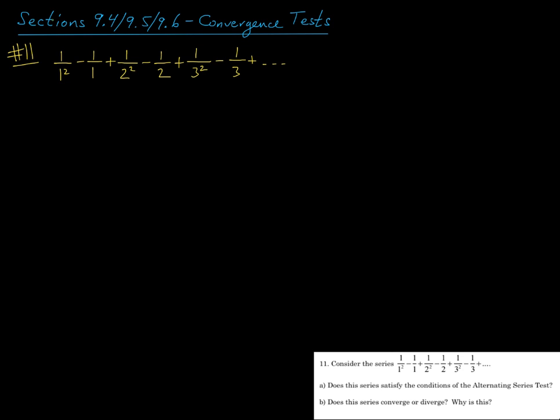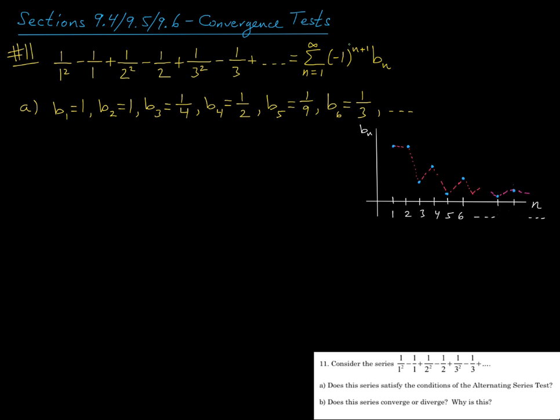Question 11 says, consider the series 1 over 1 squared minus 1 over 1 plus 1 over 2 squared minus 1 over 2 plus 1 over 3 squared minus 1 over 3, and so on and so forth. Okay, so we have an alternating series here. And part A asks, does this series satisfy the conditions of the alternating series test? Okay, so as I noted, we have an alternating series.